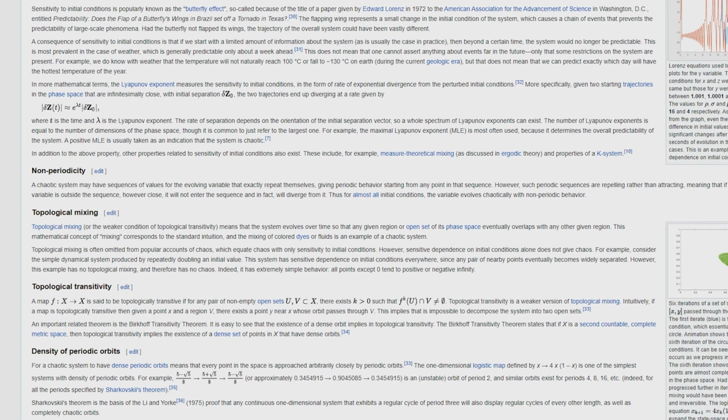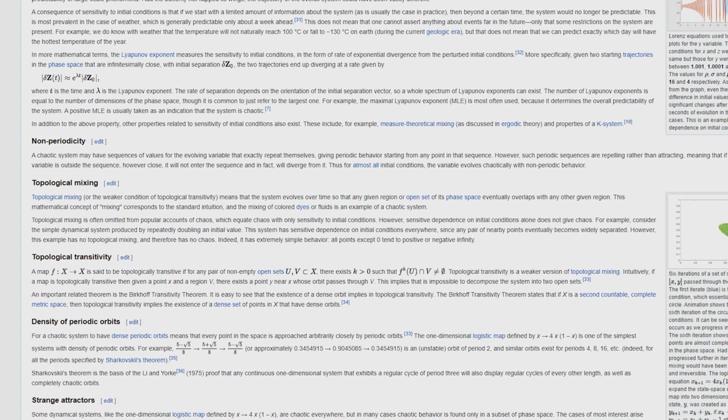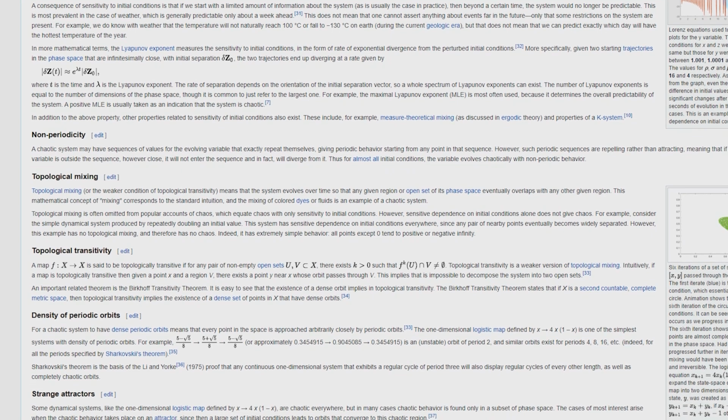However, sensitive dependence on initial conditions alone does not give chaos. For example, consider the simple dynamical system produced by repeatedly doubling an initial value. This system has sensitive dependence on initial conditions everywhere, since any pair of nearby points eventually becomes widely separated. However, this example has no topological mixing, and therefore has no chaos. Indeed, it has extremely simple behavior. All points except 0 tend to positive or negative infinity.